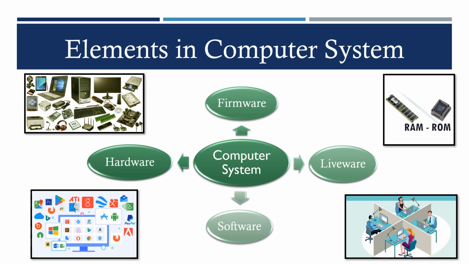Now we'll see what you mean by a computer system. A computer system means the elements which belong to the computer are working together to achieve a common objective. So what are the elements in a computer system? Hardware, software, liveware and firmware.